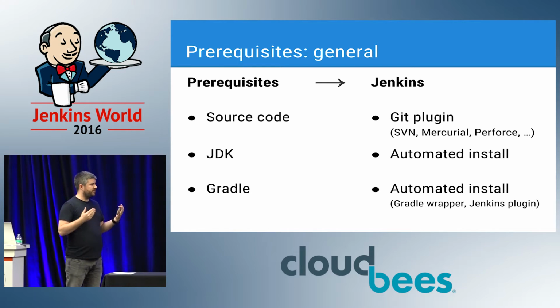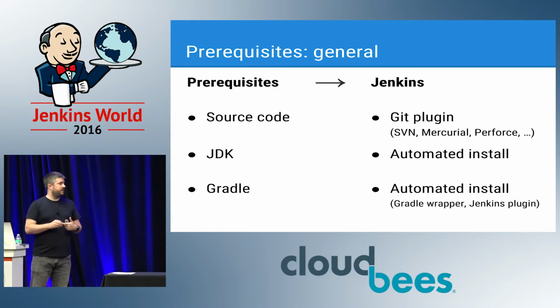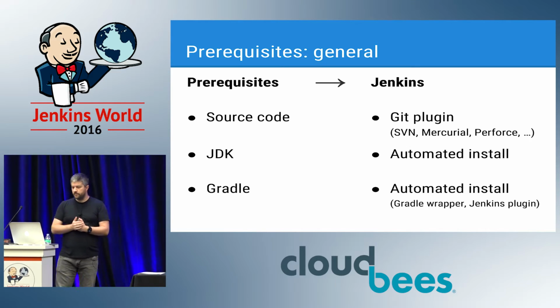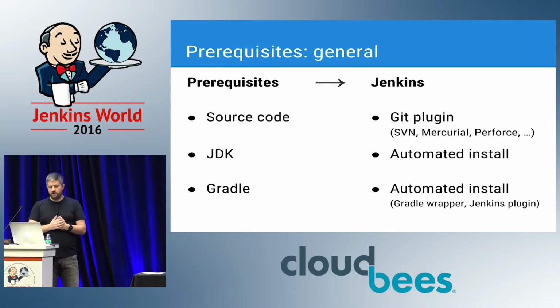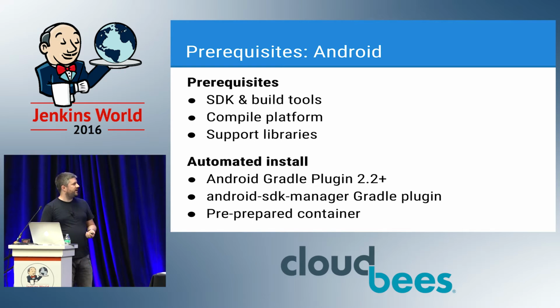So of course, we have the Git plugin or any SCM plugin that you're using. The JDK can be installed automatically by Jenkins if it's not already installed. And Gradle can be installed automatically as well. So Android apps normally use the Gradle wrapper. There's also a Jenkins plugin that can install Gradle for you. So there's very little manual setup that you require on your Jenkins build machines in order to get going.